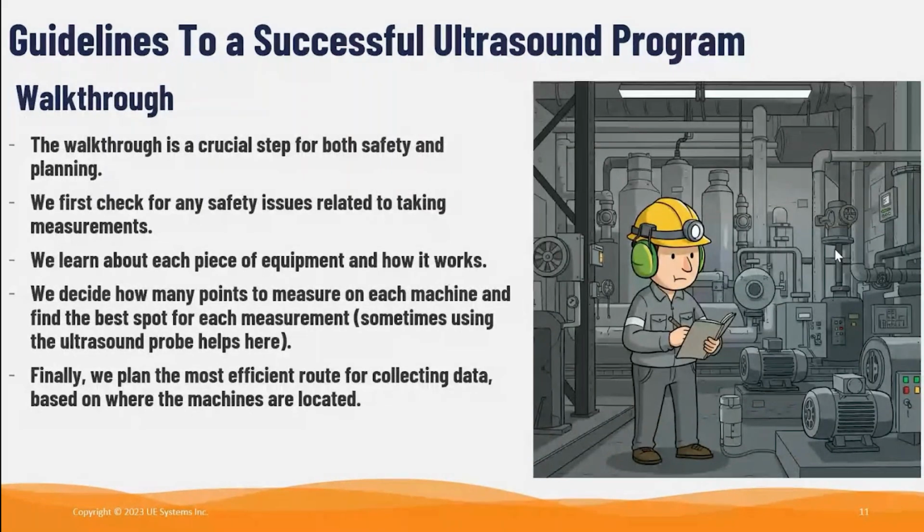The next step is the walkthrough, which is very important for both safety and planning. First, we identify any safety issues that we might encounter while taking the measurements. This includes things like hard-to-reach points, hot surfaces, or uncovered rotating parts, and so on. During the walkthrough, we also decide how many measurement points we will take on each equipment and pinpoint the best measuring point for each one. And finally, we plan the most efficient route for collecting the data based on the equipment's location.